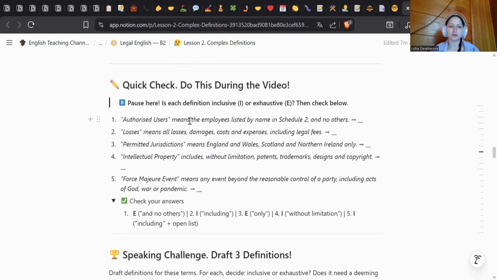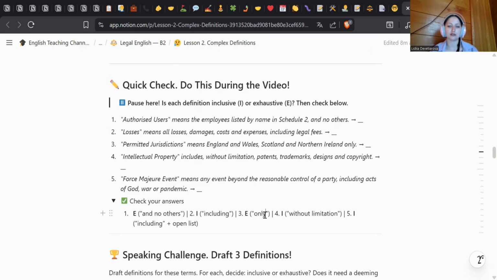Authorized users means the employees listed by name in Schedule 2 and no others. And no others, that's exhaustive. Losses means all losses, damages, costs, and expenses, including legal fees. Including, that's inclusive. Permitted jurisdictions means England and Wales, Scotland and Northern Ireland only.